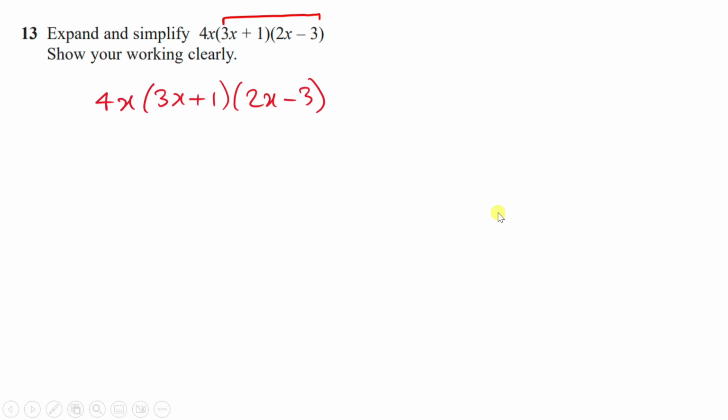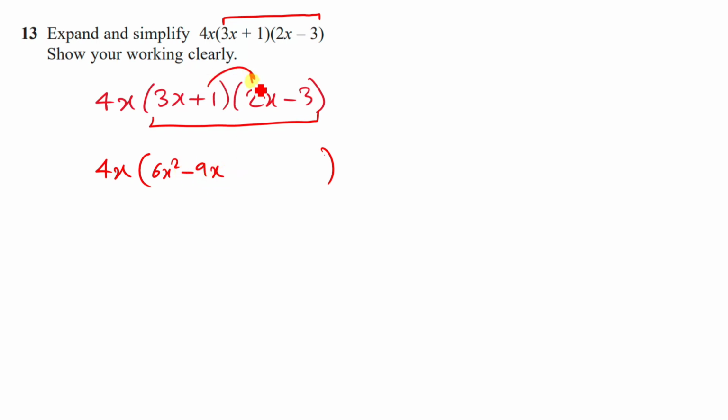Now, when you try to solve this, always work with these two first, yeah? So let's do this step by step. I'm going to keep 4x over here and put a new bracket here. So we've got 3x times 2x, which is 6x squared. Next, 3x times minus 3, which is minus 9x. Next, 1 times 2x, which is plus 2x. And the last one is 1 times minus 3, which is minus 3.